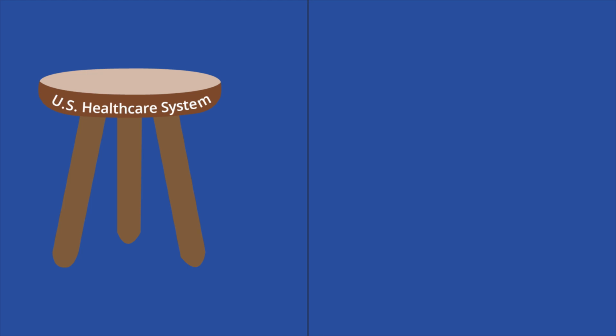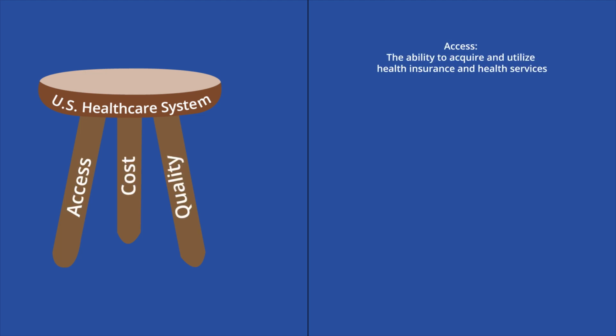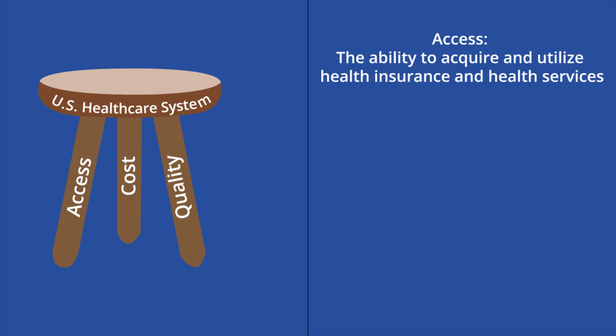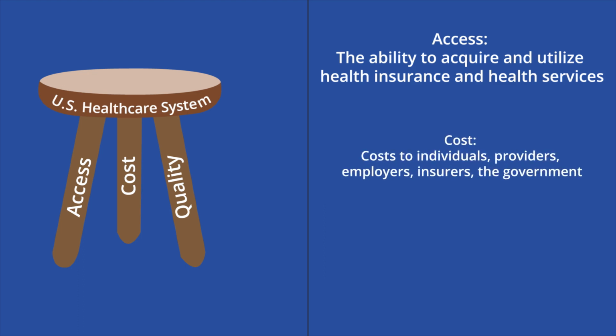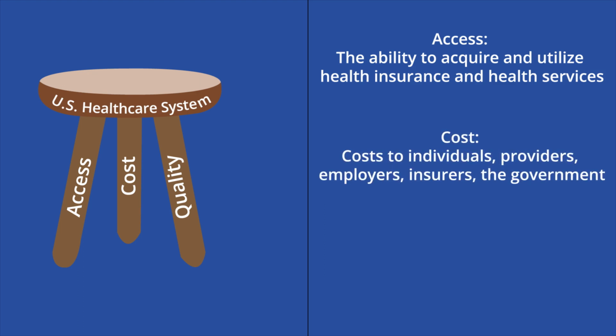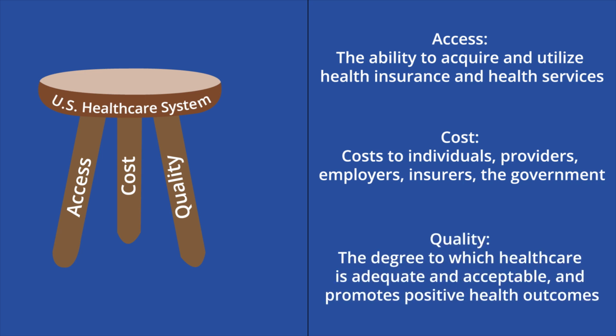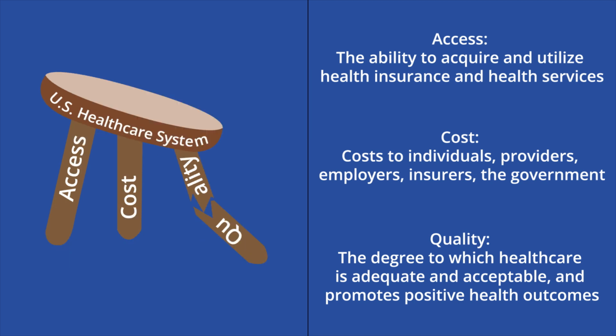The three legs of the US healthcare system are access, cost, and quality. Access refers to the ability to acquire and utilize health insurance and health services. The cost of the overall system includes the cost to individuals, providers, employers, insurers, and the government. Quality refers to the degree to which healthcare is adequate and acceptable and promotes positive health outcomes. Together, these three components create a strong and robust health system where healthcare is accessible, affordable, and of good quality. When one or more of these legs are weak, the whole system is threatened.